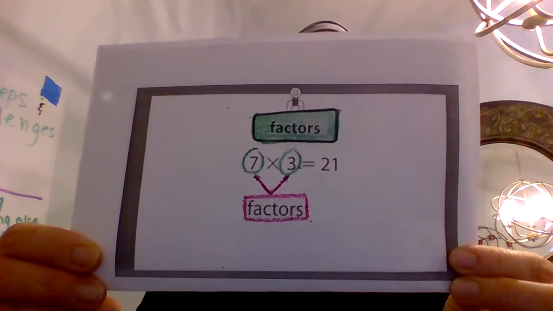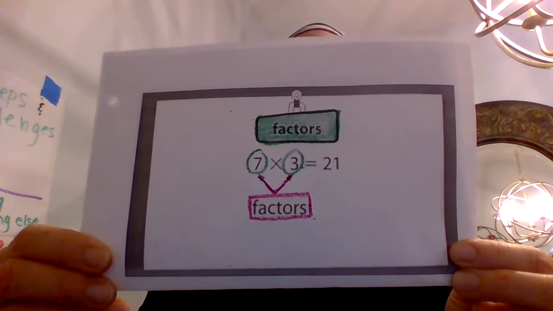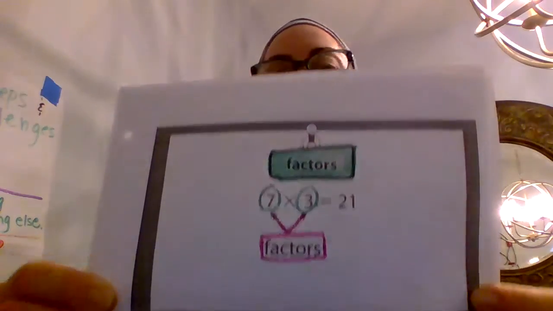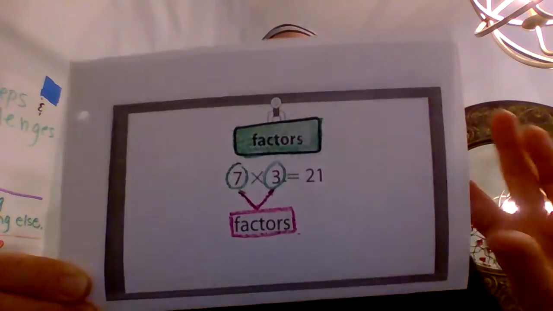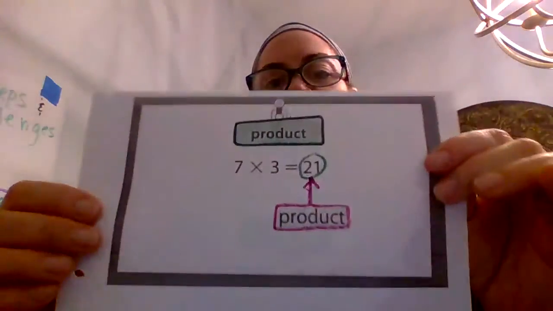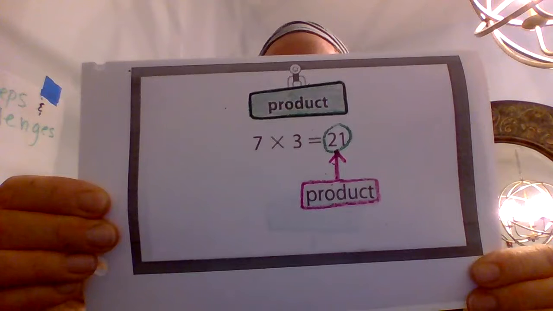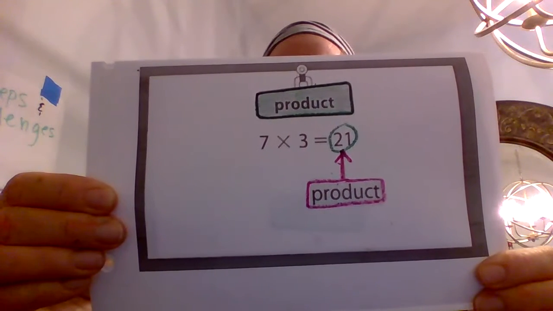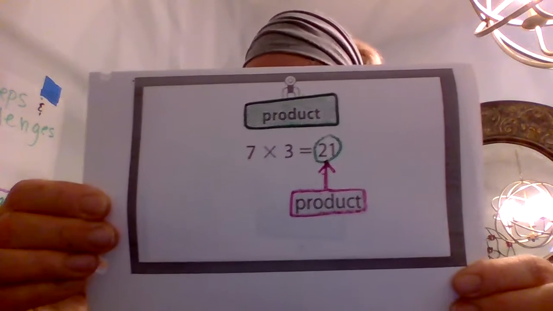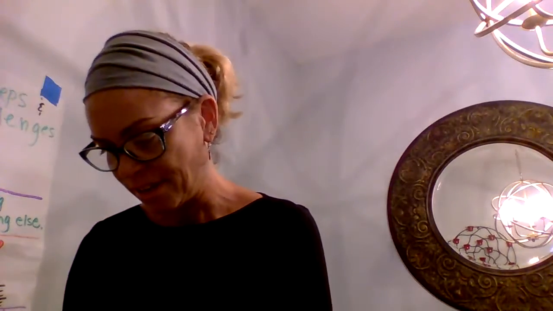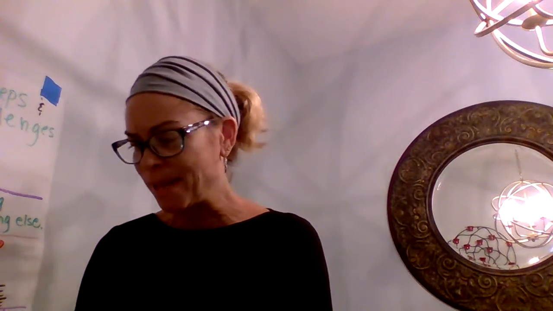Go ahead and write the equation and label the numbers being multiplied as factors. And the product is the answer. Okay, so that's 2, 4, 5. Okay, not too many, easy peasy.